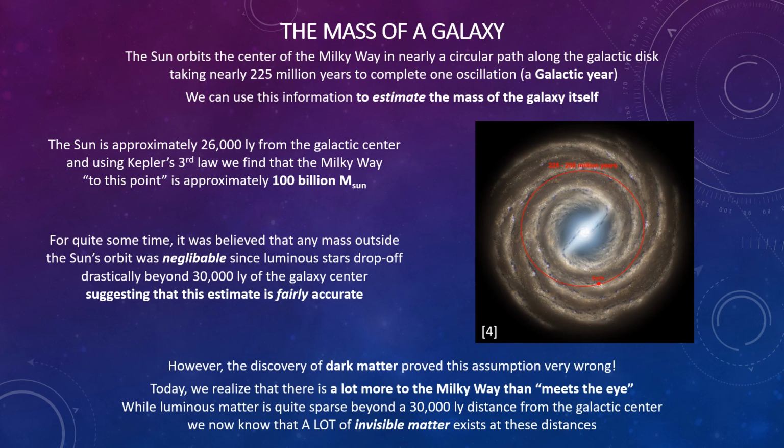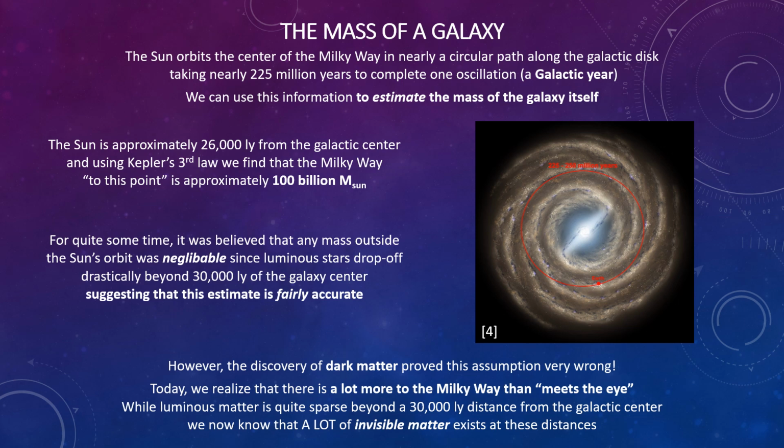So the mass of the Milky Way is an interesting thing to try to measure. The Sun orbits around the center of the Milky Way in a nearly circular path along the galactic disk, and it takes nearly 225 million years to complete one oscillation, one galactic year. We can use that information to estimate the mass of the galaxy itself. Given that the Sun is approximately 26,000 light years from the center, and using Kepler's third law, we find that the Milky Way up to that point has approximately 100 billion solar masses.